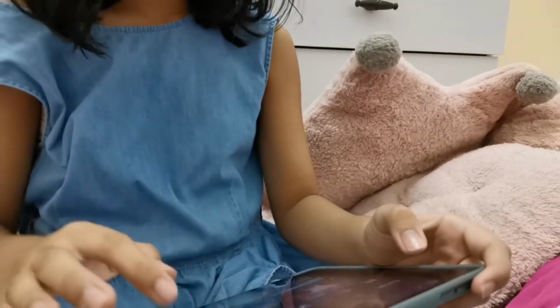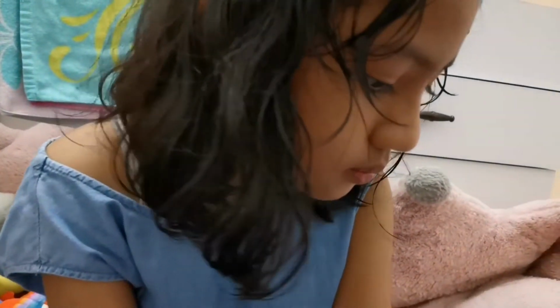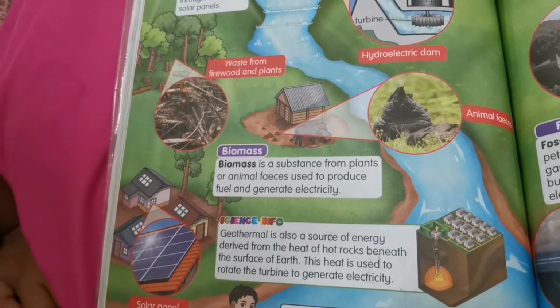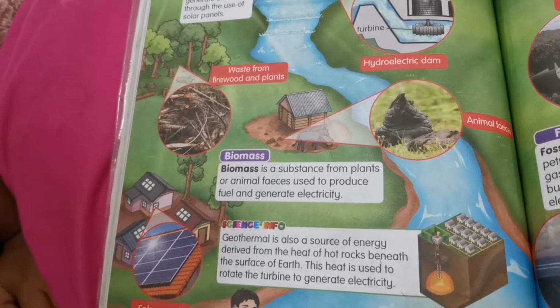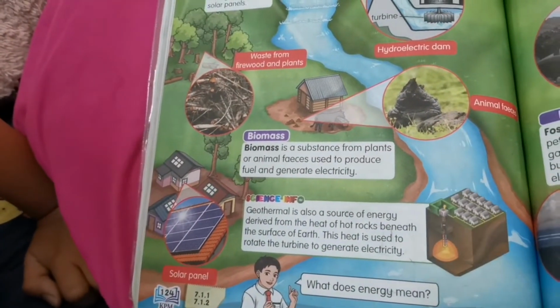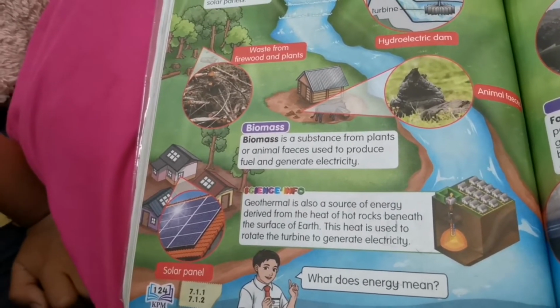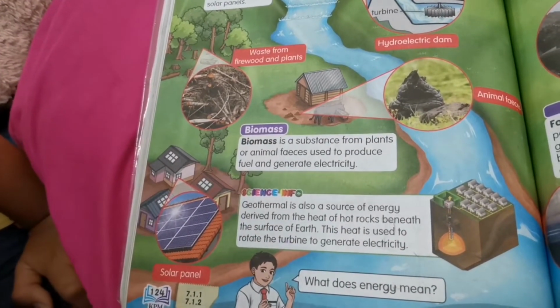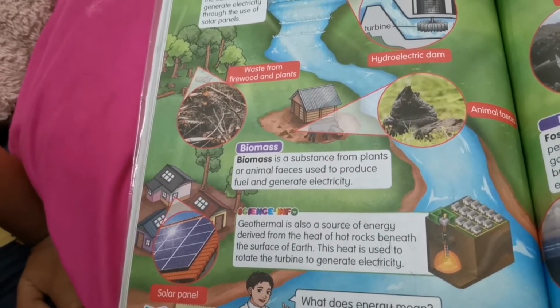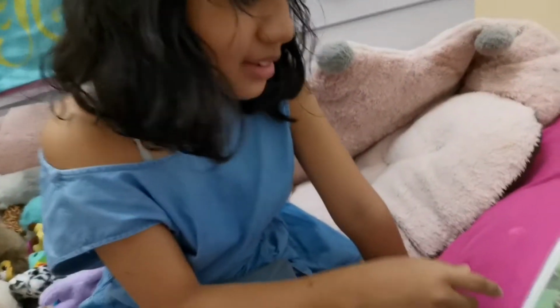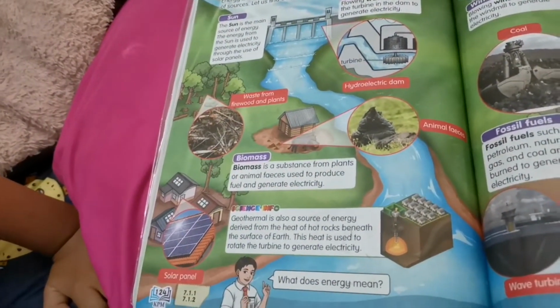Other than water, sun, and wind, what we have here is biomass. Can you see that? Biomass is a substance from plants or animal feces used to produce fuel and generate electricity. Ew. Is that feces? Yeah. So that is also one of the sources that you can burn to produce fuel and generate electricity. How is that possible? I don't know how, but they can do it.